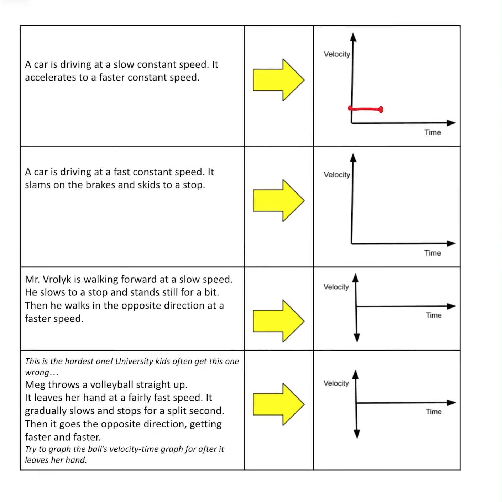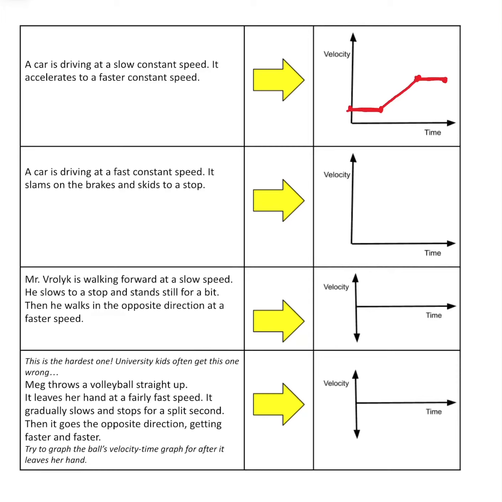It then accelerates to a faster constant speed. I know what faster constant speed means. That's a horizontal line that's higher. So there's my faster constant speed. So the acceleration is going to be the line that connects it. For now, we're going to keep it simple and we're going to connect with straight lines. So we have slow constant speed, then a straight line, that's our acceleration, and then our faster constant speed. Acceleration is going to be a straight line.